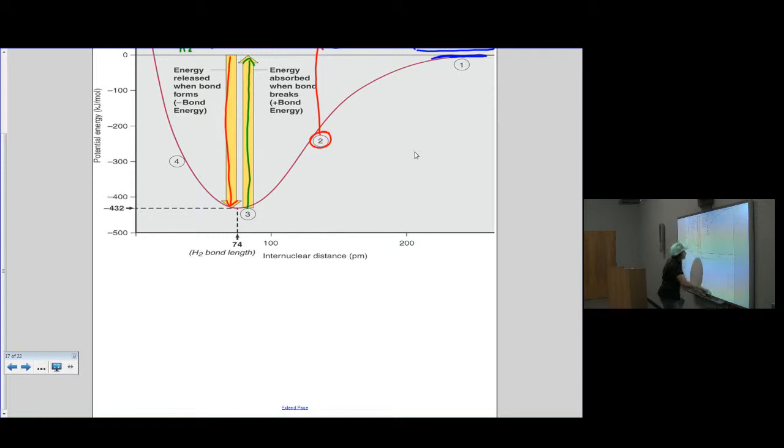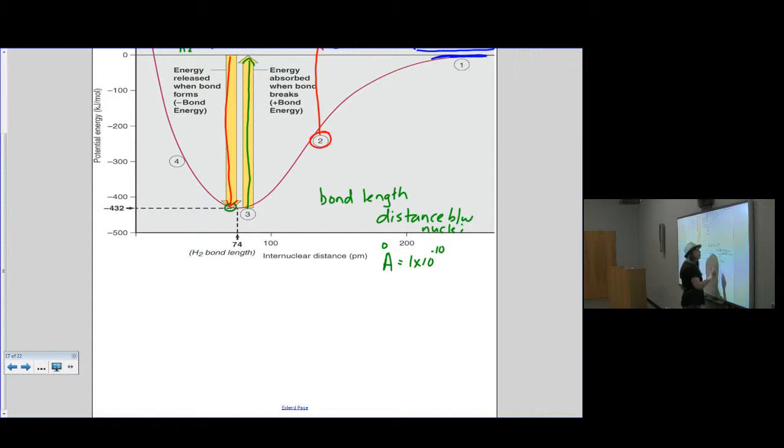Now, these bond lengths, the exact length between the nuclei, this is the distance between nuclei, is measured in something called angstroms. An angstrom is 1 times 10 to the negative 10th meters. So that's measured in angstroms. These have been converted into picometers to make it a little easier for you to see. I just want you to notice that because we're going to use that in a minute when we talk about bond length a little bit more.